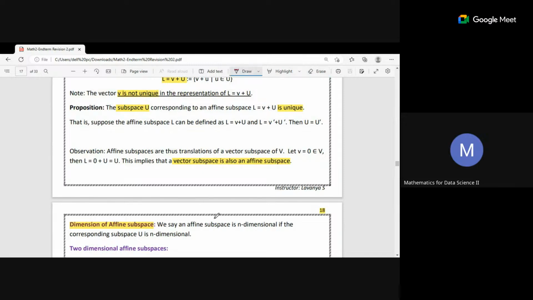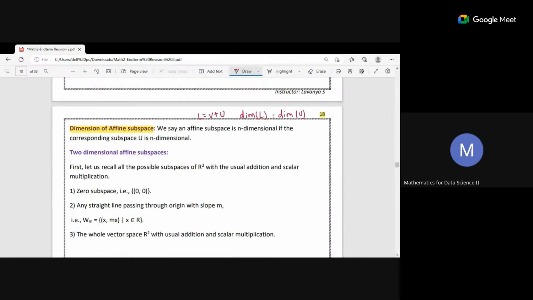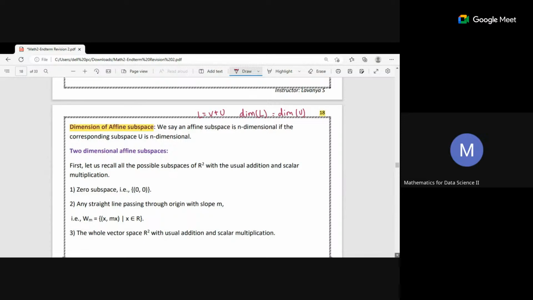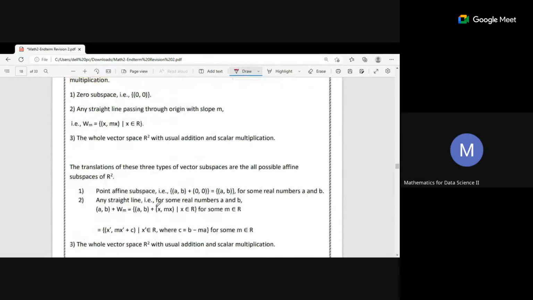Suppose you are having L is equal to V plus U, then dimension of L is nothing but dimension of U. Okay. So what are all the two-dimensional affine subspaces? So these are all the subspaces of R2 and the corresponding affine subspaces are just translations. So any point or any straight line or the whole space R2. These are all the possible affine subspaces of dimension 2.